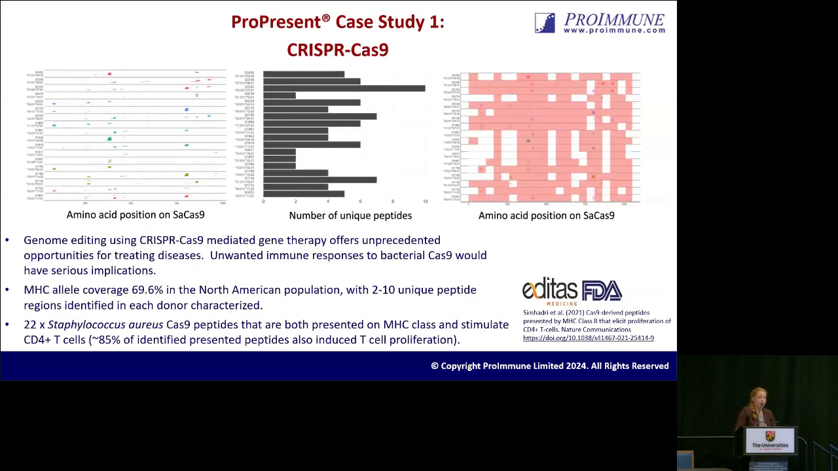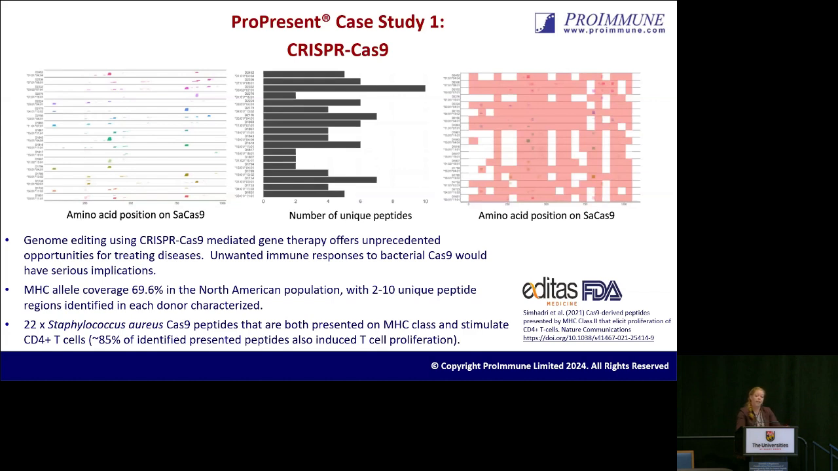So we have 3 case studies to share that really highlight the versatility of a MAPS assay, as well as how we've helped to address different questions asked by our customers. And this first example comes from Editas and the FDA, and it's the use of ProPresent to characterize CRISPR-Cas9 immunogenicity, which again, as we've just heard, CRISPR-Cas9 is a genome editing tool, but Cas9 is of bacterial origin. So having any responses against that bacterial protein could have serious implications.